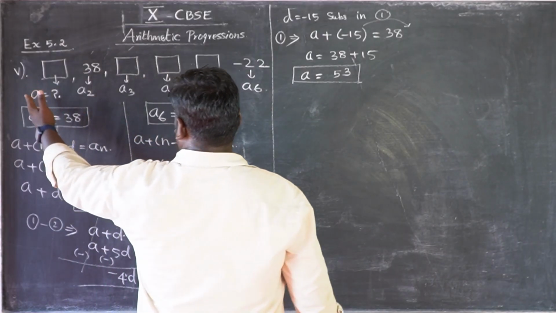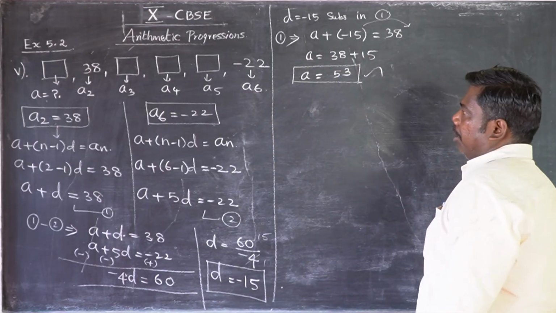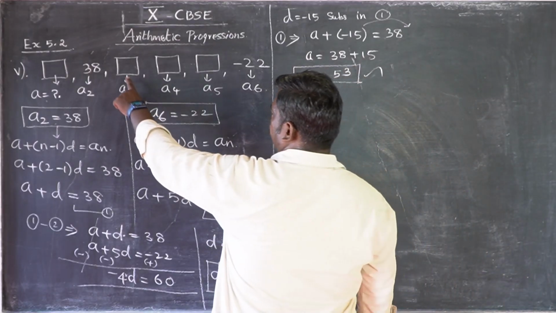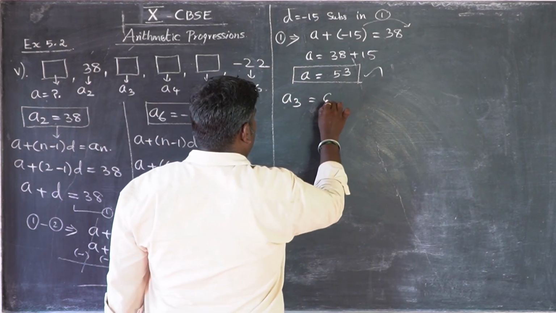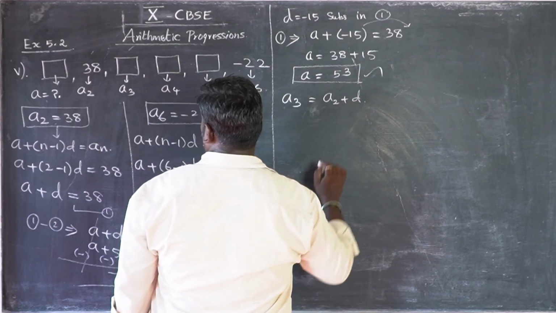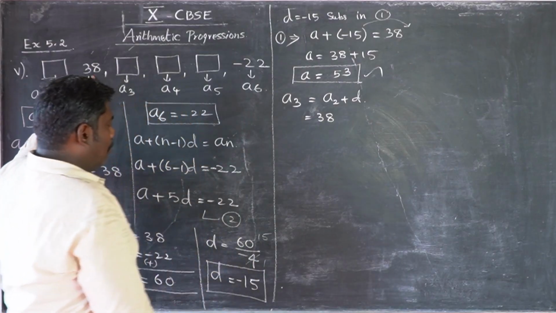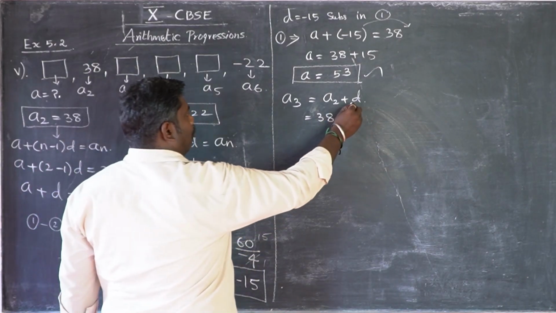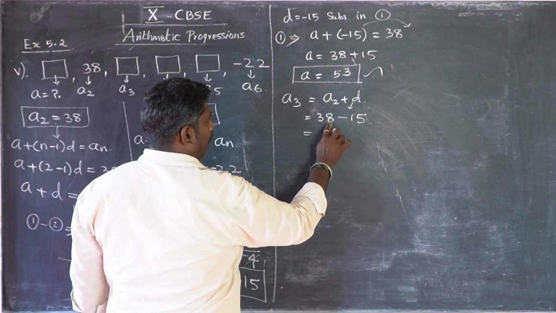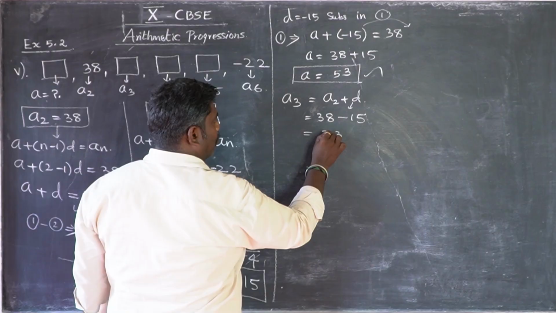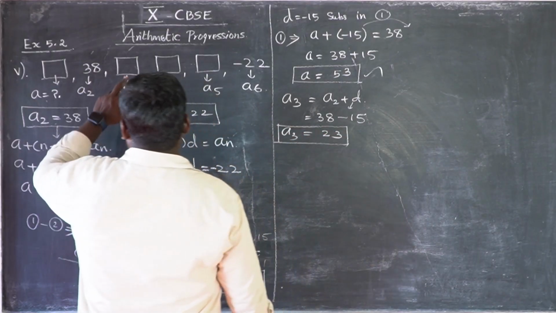So we are asked to find the missing terms. Already you know the first term, the value of A is 53. And the missing term, next, third term. What is third term? A3 means second term plus common difference. Already we know the second term. Second term is 38 and the common difference is minus 15. 38 minus 15. 8 minus 5, 3. 3 minus 1, 2. 23. This is third term. Okay. Third term is over.